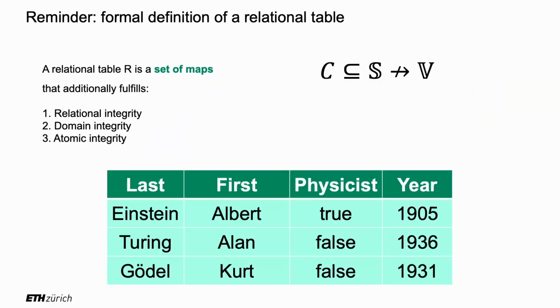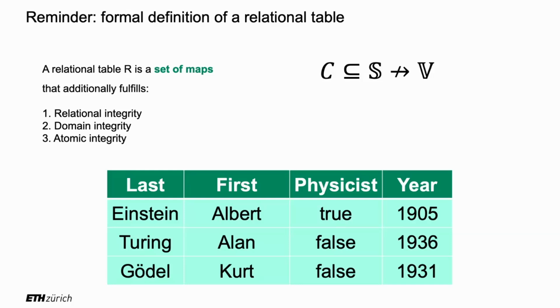In fact, you might remember that we defined a relational table as a collection of maps, right? More specifically, that collection can be a set, a bag, or a list. So it can be a set of maps, a list of maps, or a bag of maps. Let's take sets of maps for the purpose of database design theory, right? So a relational table is a set of maps, but it's not just any set of maps. I have these constraints, remember? Relational integrity, domain integrity, atomic integrity.